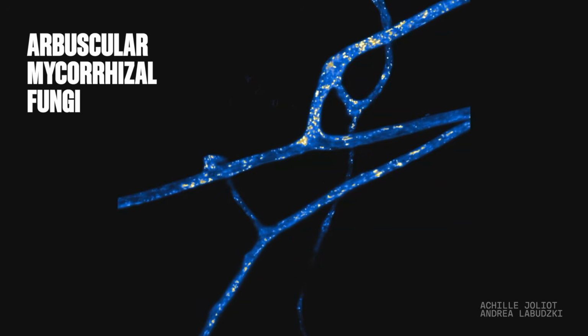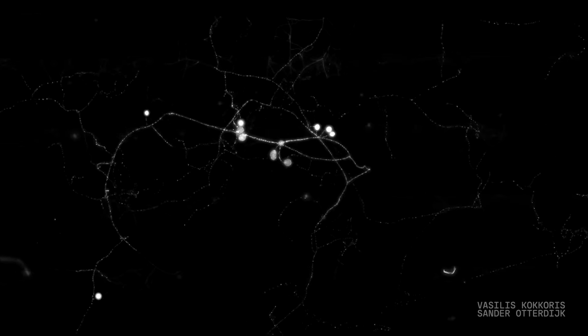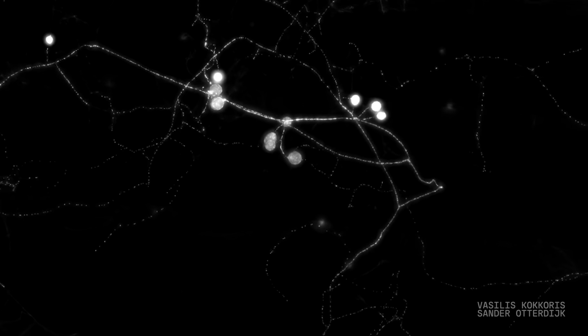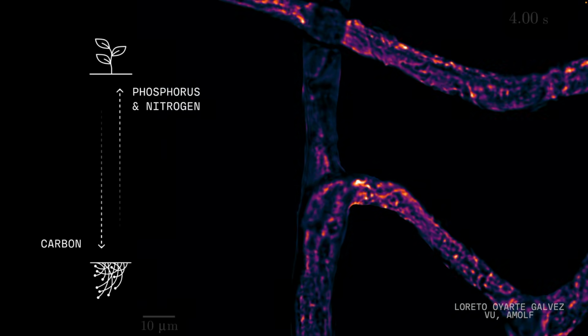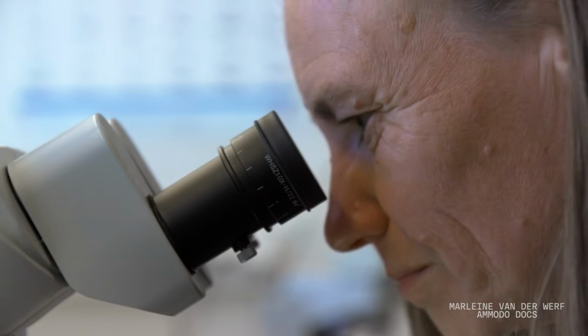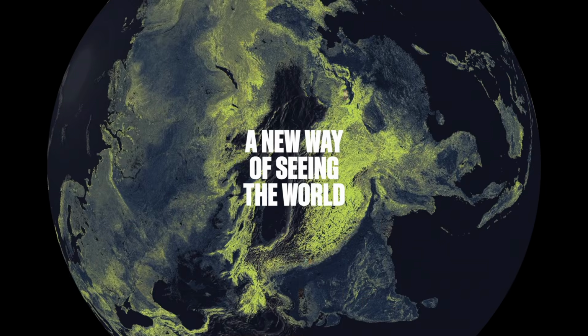Arbuscular mycorrhizal networks form partnerships with roughly 70% of all plant species. Called one of Earth's circulatory systems, these networks move massive amounts of water and nutrients and carbon. Mycorrhizal networks are ecosystem engineers that support much of life on Earth, but nobody has tried to predict the density and distribution of these fungi until now.